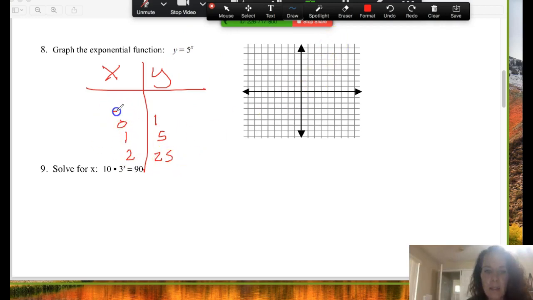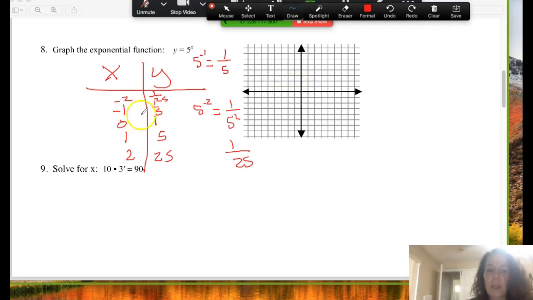Let's go to the negatives. When you plug in negatives, you don't get out negative values. You get out fractions. 5 to the negative first power is equal to 1 over 5. You get 1/5. Okay, 5 to the negative 2 power, you get out 1 over 5 squared, which is 1 over 25. So my numbers are getting itty bitty. So what happens is I go in this negative direction, instead of having bigger numbers, I get smaller and smaller and smaller.